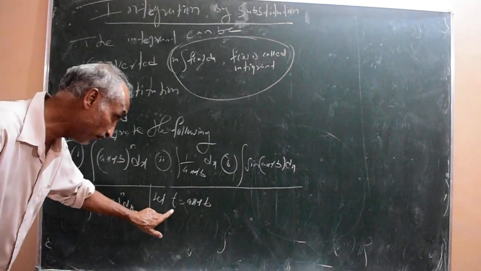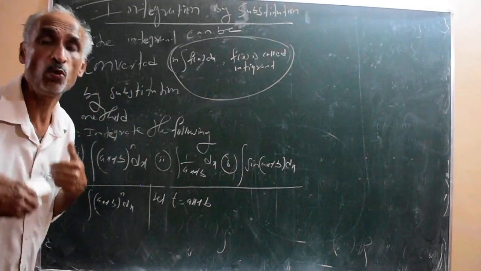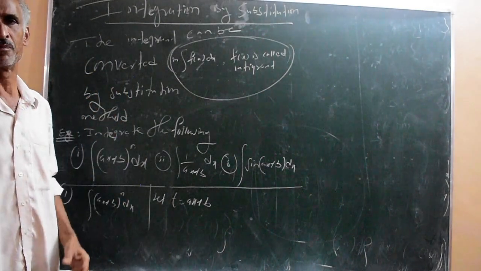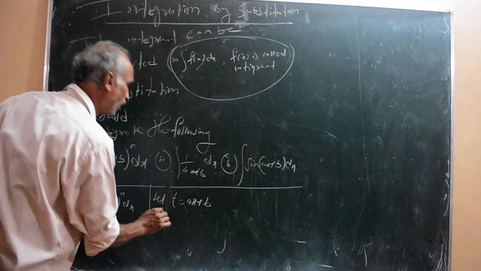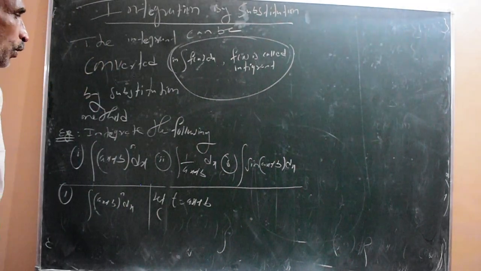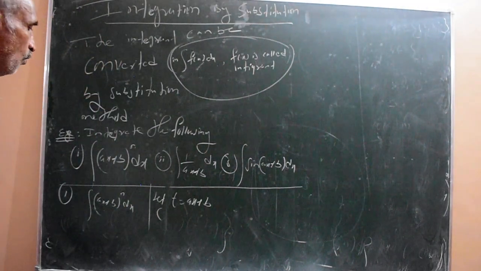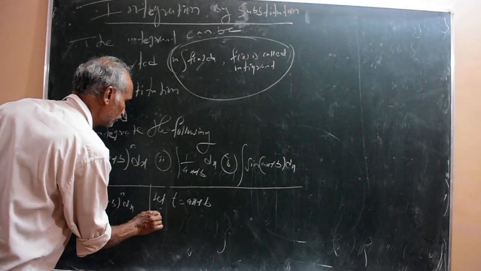Therefore, by differentiating, I can convert dx into dt. Okay. So now you have to differentiate this function to convert dx to dt. Okay. So note, I will give you a note here.